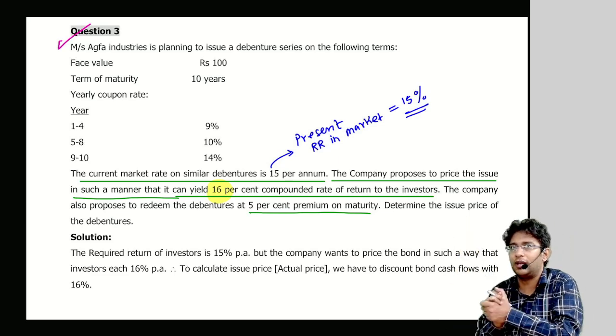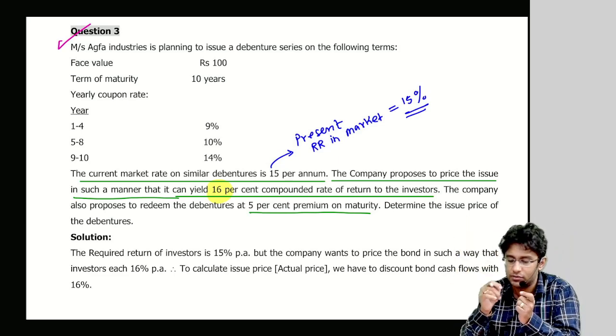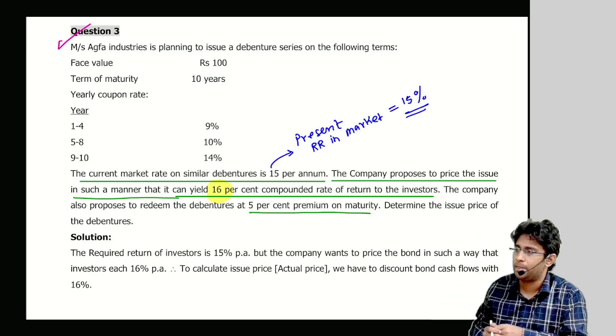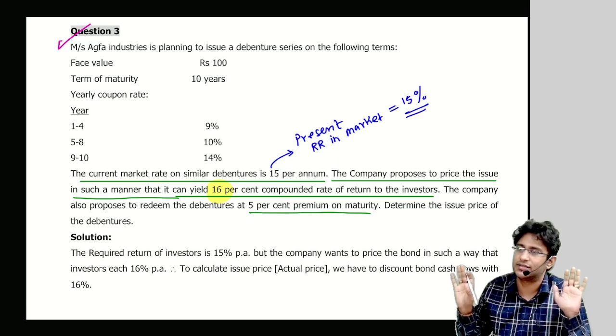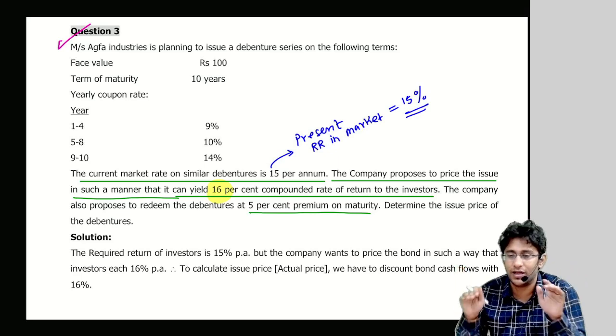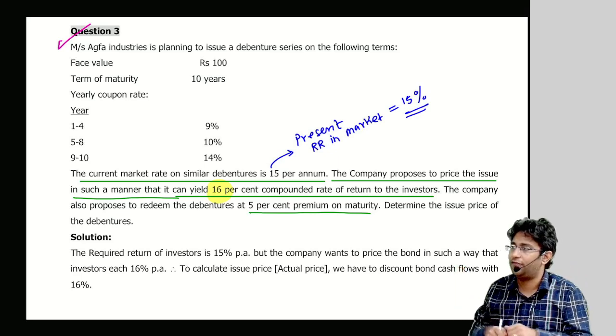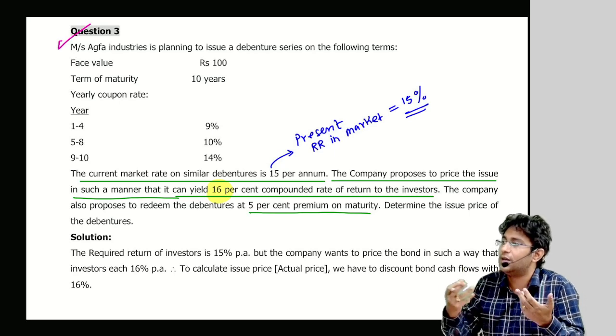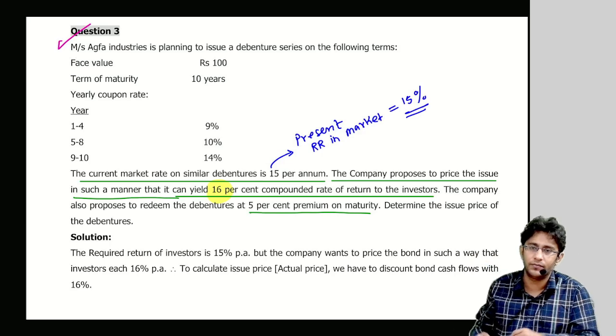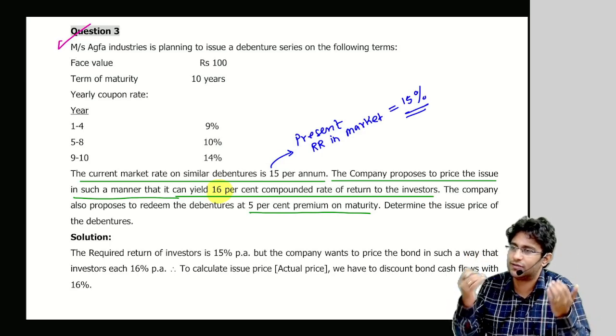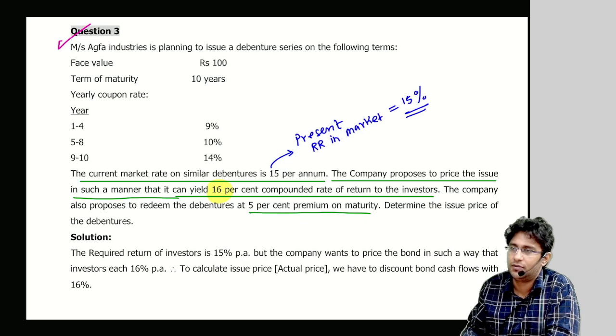From the investor's point of view, what will he do? He will discount all the cash flows at 15%, and then he compares fair value versus actual price. He will observe that the bond is underpriced. If I buy this bond, I will get 16%. He'll be tempted and buy the bond. My bonds will be sold. I'll receive the money. This is the company's plan. Are you getting it, sir?